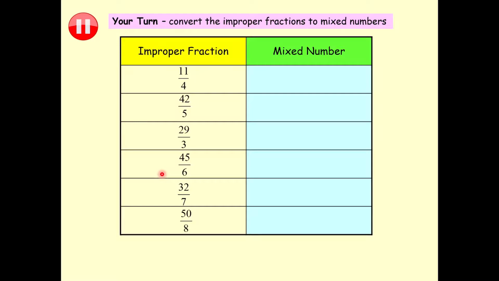Okay, let's look at some answers now. Hopefully you paused the video and gave these a go. So converting 11/4 to a mixed number, which means 11 divided by 4, will give you 2 3/4.